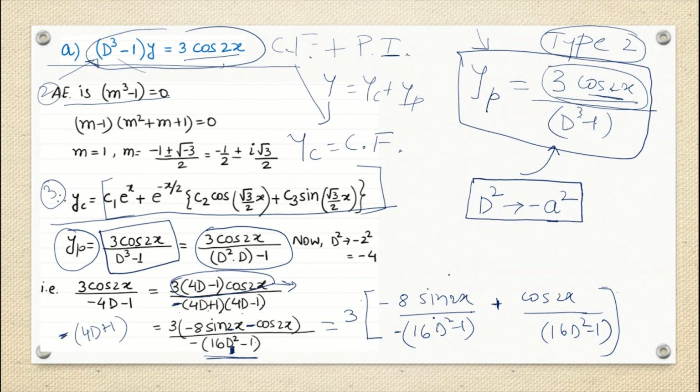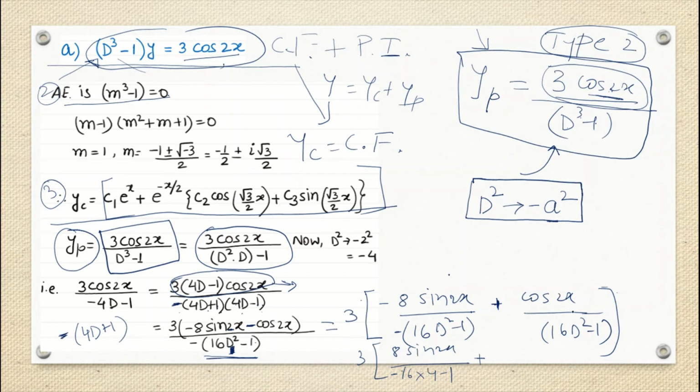So in type 2, what is the method? D square will be replaced with minus a square. A is 2. So this minus minus will get cancelled. This is nothing but 8 sine 2x divided by, this is 16 into negative of 4. Correct? So minus, and this is your 4. This is minus 1.